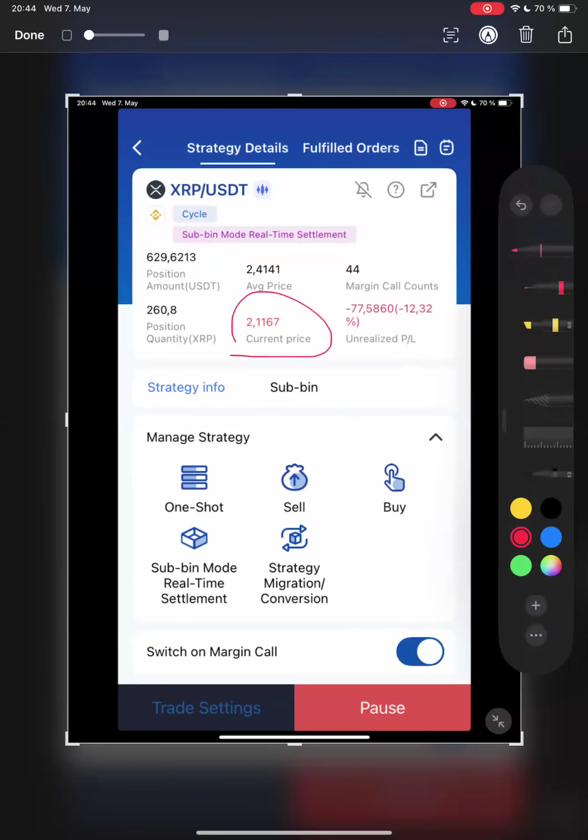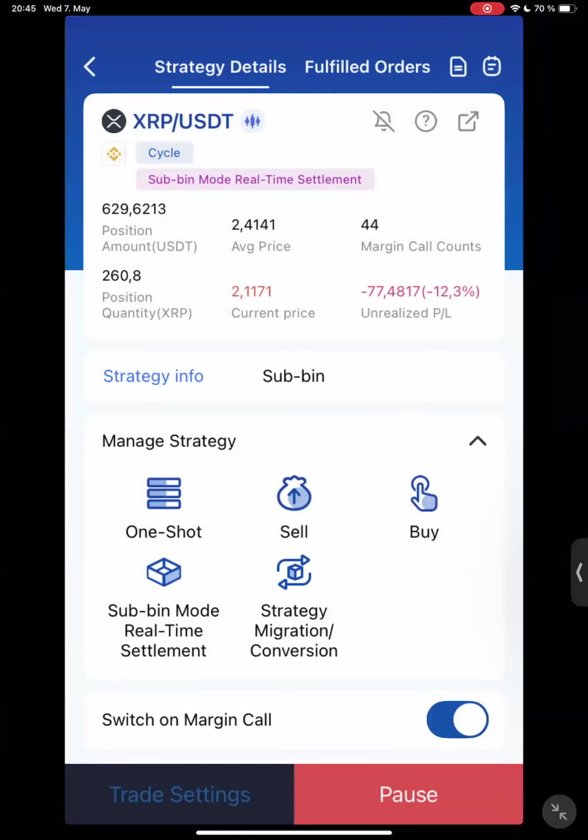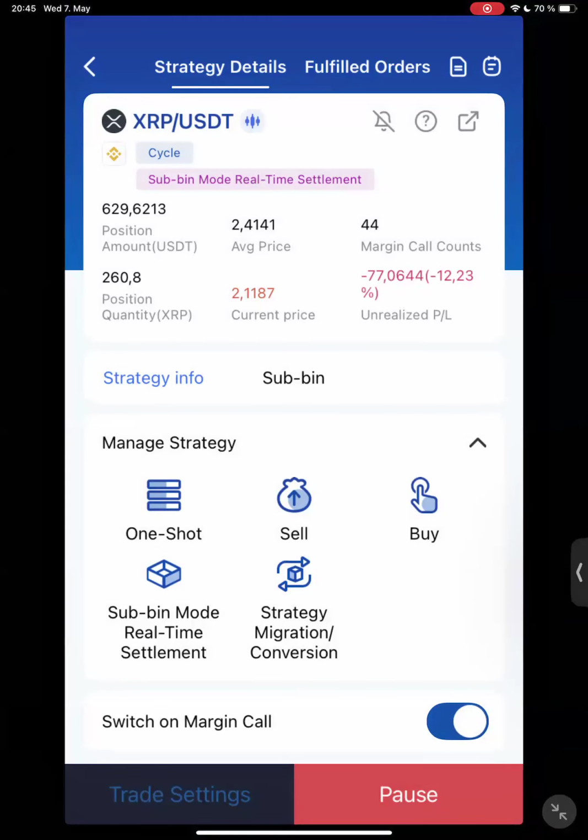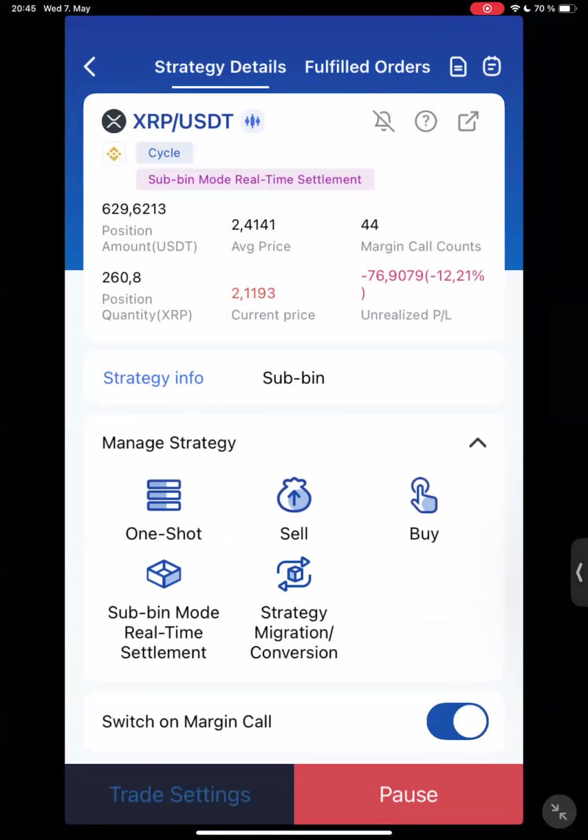You can see as the price has dropped, at first it was 2.12. Now it has dropped to 2.167. So what happens? My floating loss has increased from negative 11 to negative 12. This is a live market that we are in. Once this market goes up, it will quickly sell. But if it comes down, it will buy your calls. Okay. All right.